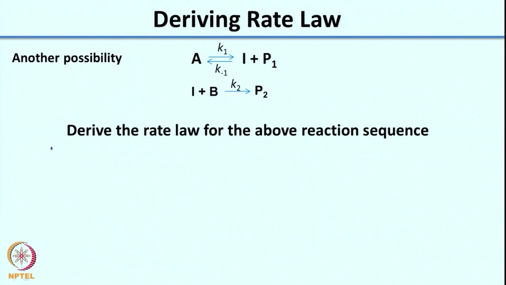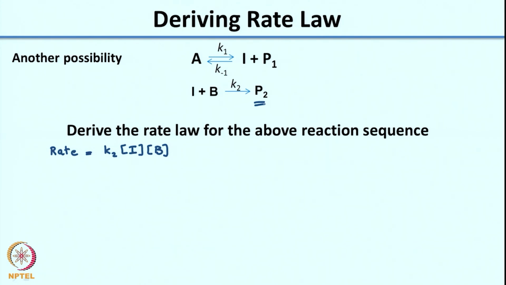So, let us start deriving the rate law together, and you can check your answers for those of you who have it in your notebooks. As I said, you always start with the last step. So, in this case you have rate is equal to K2 concentration of I concentration of B, because P2 is our final product. Now, we will go ahead and apply the steady state approximation.